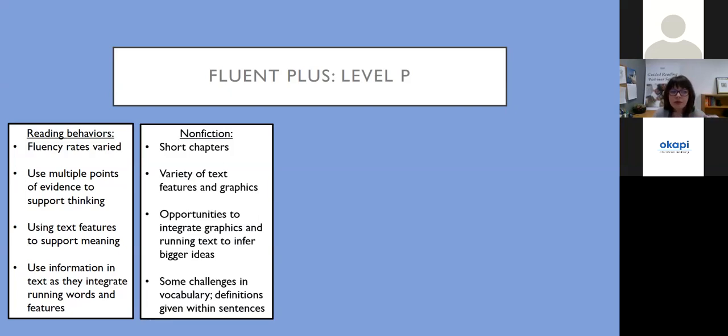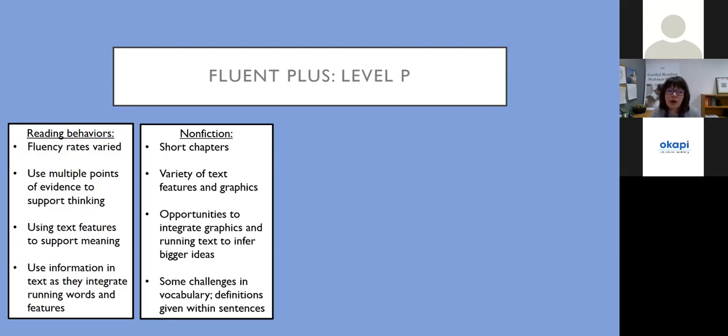We would definitely want them, as the teacher said, she wanted them using multiple points of evidence. So one of the things that I'm going to make sure is that there's a lot of opportunity for kids to have to integrate graphics and running text, but also having to do that across the text as well. Having a real variety of text features and graphics for the kids to have to use as they are coming into this text, because they use text features, but we want to increase that variety and give them the opportunity to work between the text and graphics, the running text.